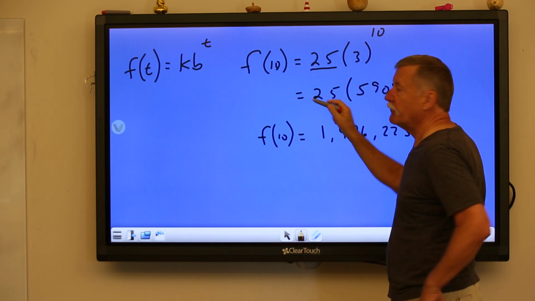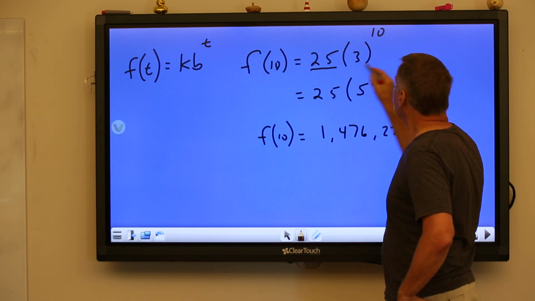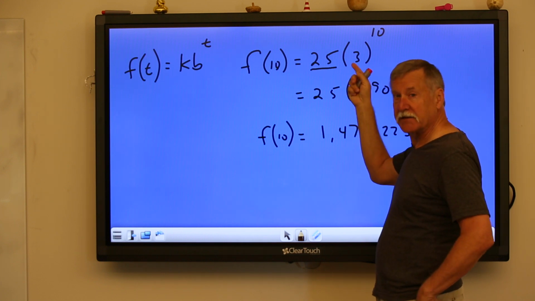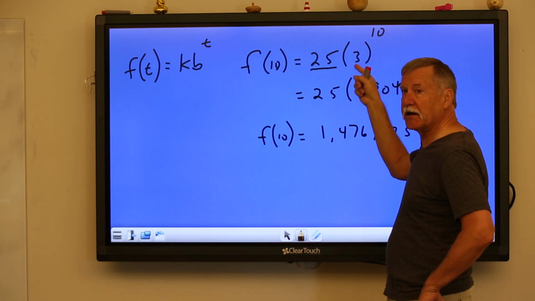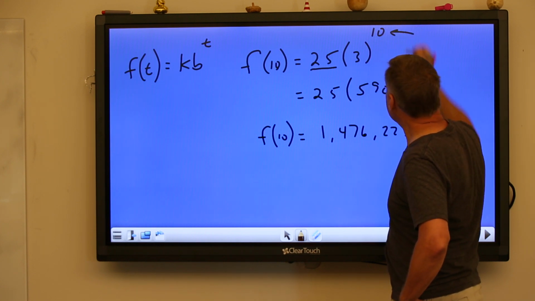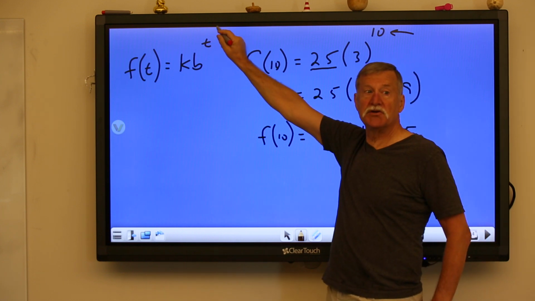All right? So by replacing this, f of 10 months will equal the beginning amount, that's 25, the starting amount, times b, the growth factor, three times. Multiply times three. Everything goes up three times. And how many cycles are we talking about? That's x, 10 months, or t.